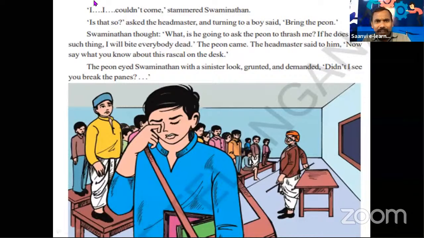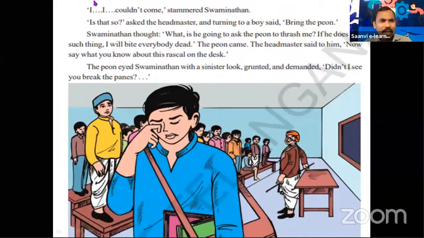"Is that so?" asked the headmaster, and turning to a boy said, "Bring the peon." Then the headmaster said to one of the boys from that class, "Go and bring the peon." Swaminathan thought, what is he going to do? Ask the peon to thrash me? Why is the headmaster calling the peon? If he does any such thing, I will bite everybody dead. The peon came.